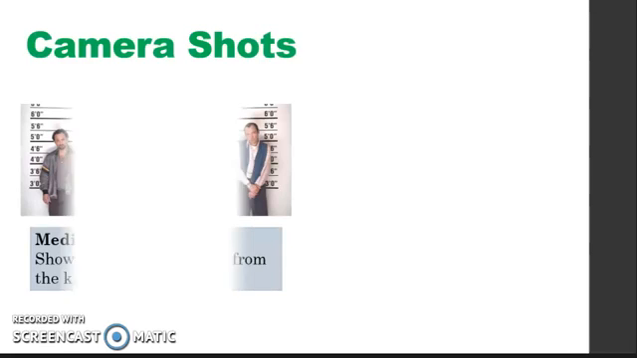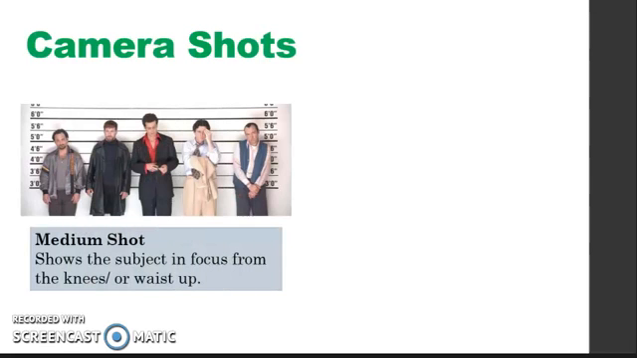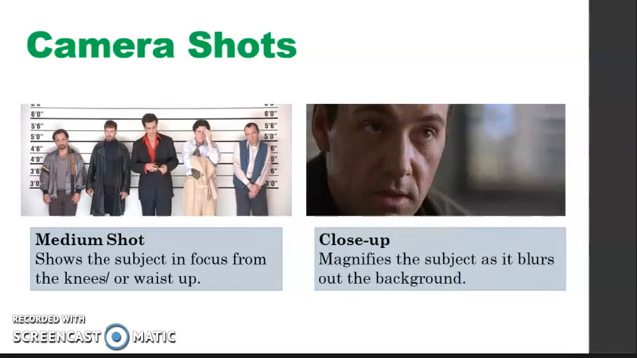Next, we have the medium shot. It shows the subject in focus from the knees or waist up. This shot is normally used for dialogue scenes. Its variation, the over the shoulder shot, positions the camera behind one figure to show the other figure in the scene, where the details showing the background are minimal. We also have the close-up. It magnifies the subject as it blurs out the background. This shot shows the importance of the subject.